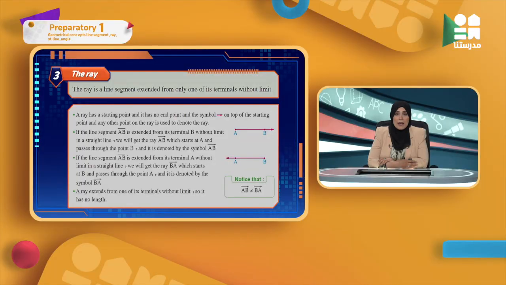So what is the difference between ray AB and ray BA? In ray AB, the starting point is A because we wrote A first, and in the other one, ray BA, the starting point is B. So a ray extends from one of its terminals without limit. It has no length. How do we know that? If I start from any point and it goes forever, there is no length, I cannot measure it. This is the third one.